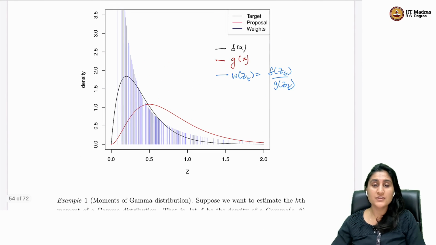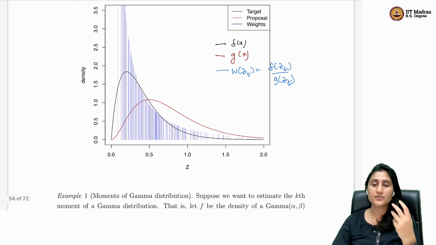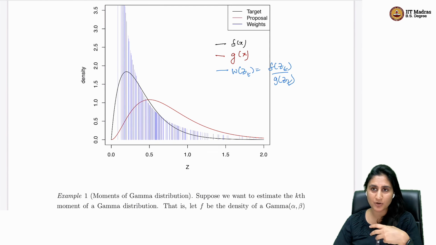Okay. So this is an introduction to simple Monte Carlo and then importance sampling. And then in the next video, I want to go over a few examples regarding this as well.